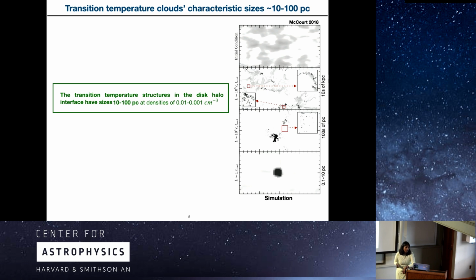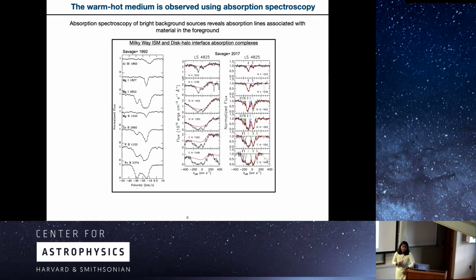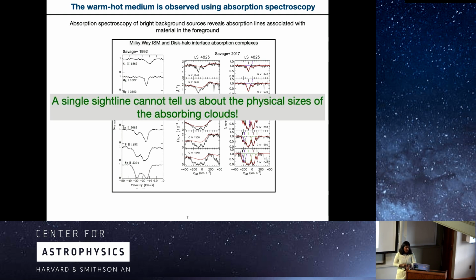Now, how do we observe them? In the Milky Way, the only way we can observe the transition temperature gas is absorption spectroscopy. Here are some examples of different absorption spectra from the Milky Way ISM and the disk halo interface. Absorption spectroscopy gives us a lot of information about the line of sight structures. However, a single sight line cannot give us any information about the extension of these structures. To do that, we need multiple sight lines.